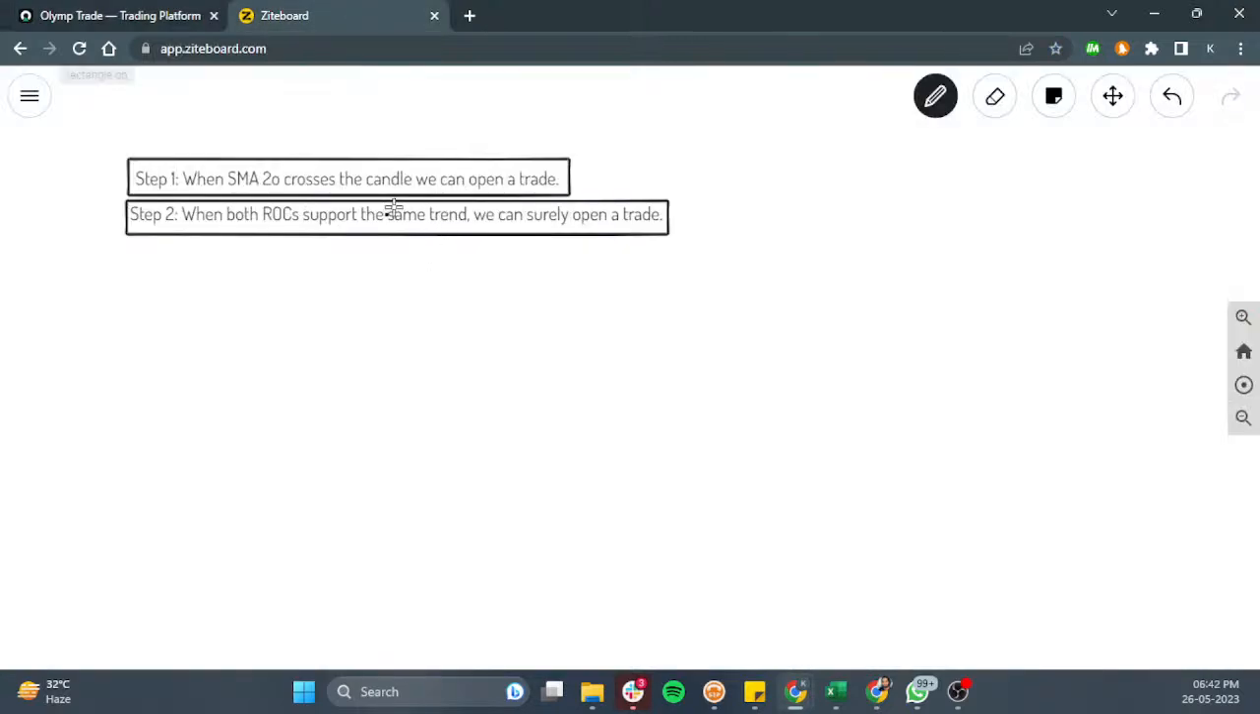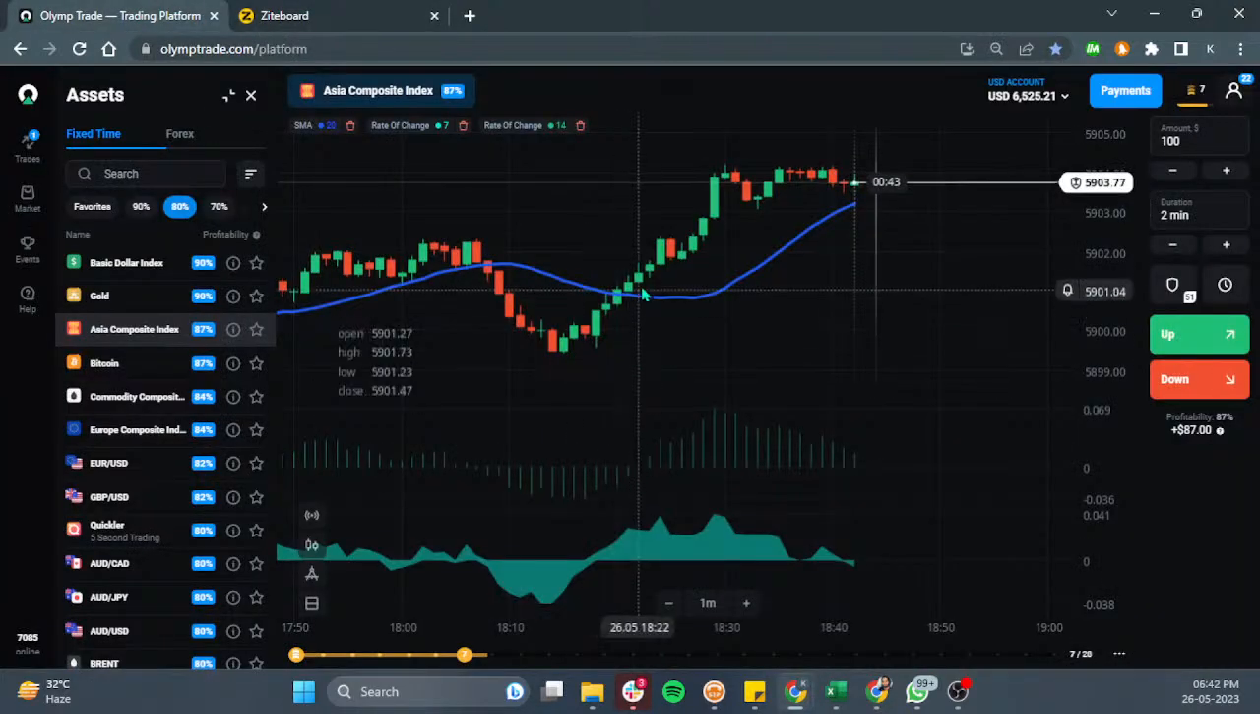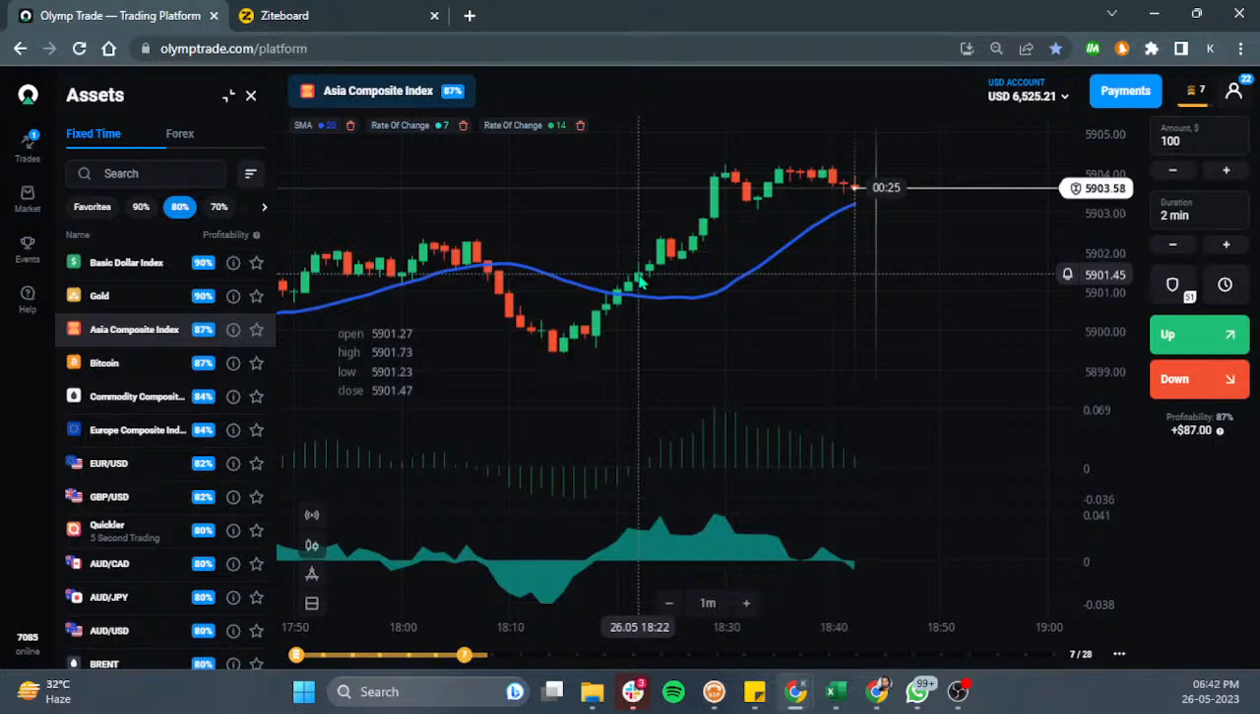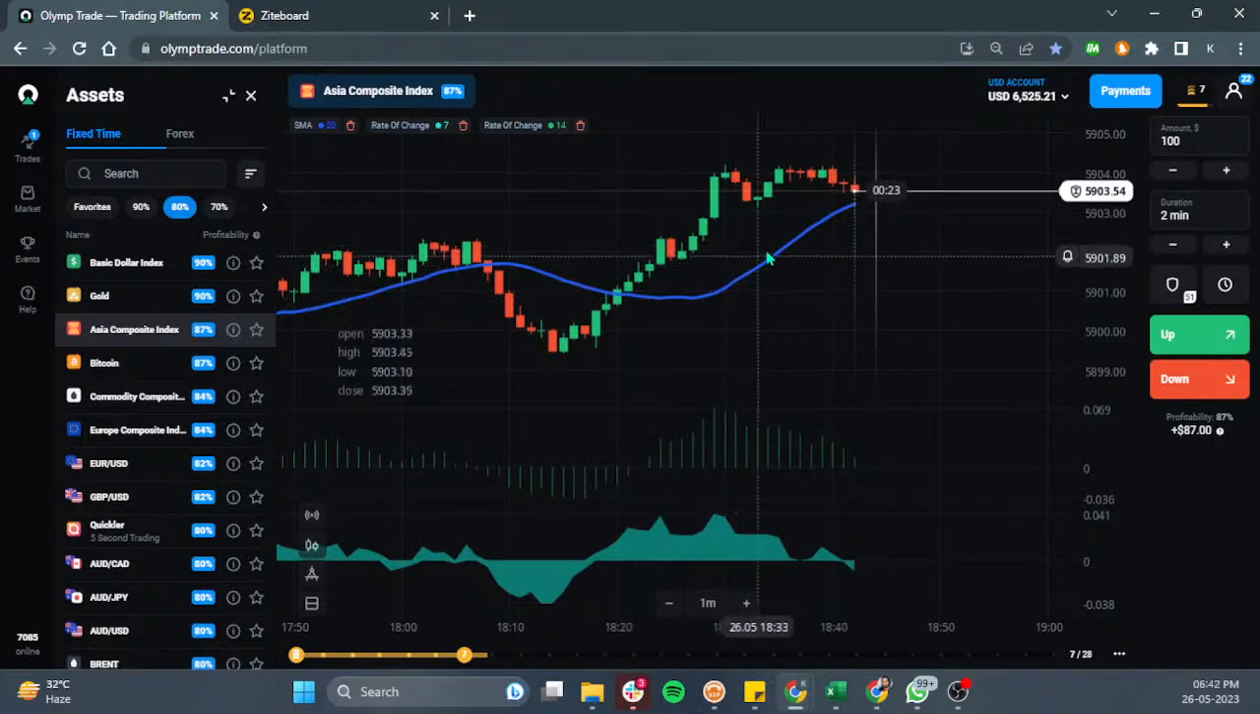Step number 1, done. Step number 2, if we go over here, what is the situation? Are ROC7 and ROC14 following the uptrend? No, not yet. So I can wait for some time. I came over here. Now, yes, ROC14 and ROC7 are following the uptrend. It means these two ROCs are supporting this trend. It means from here I could have opened a trade in the upward direction. As you can see right now, I would have maintained profitability.